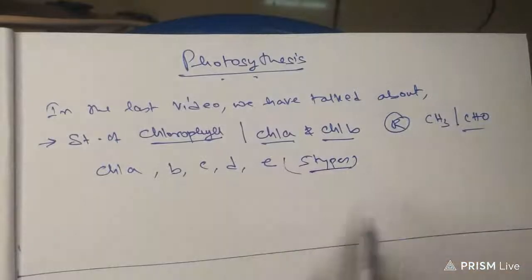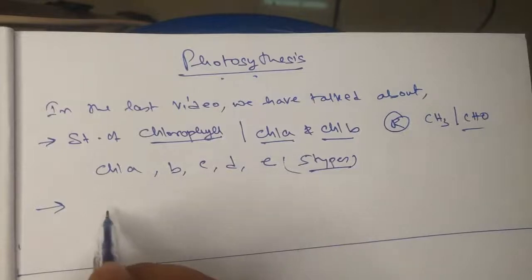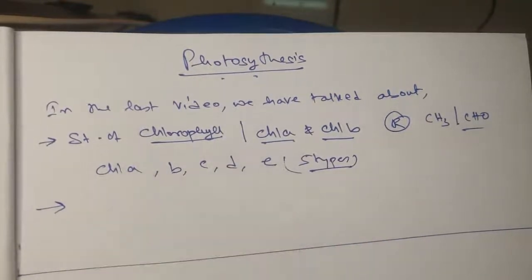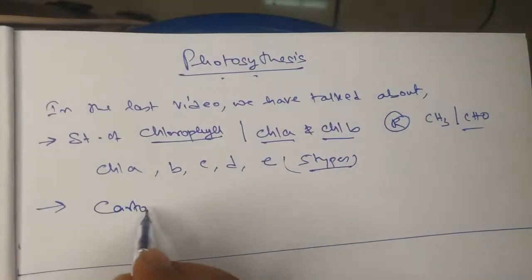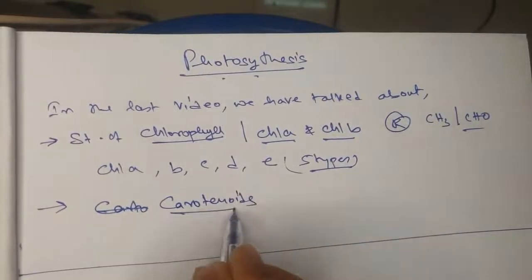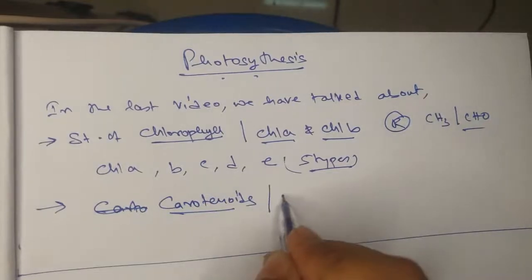Okay, and the other pigments that you should know about. Now let's begin the class in a full-fledged way. The other pigments that we should talk about are the carotenoids. This is one pigment, carotenoids. And also we should talk about xanthophyll.